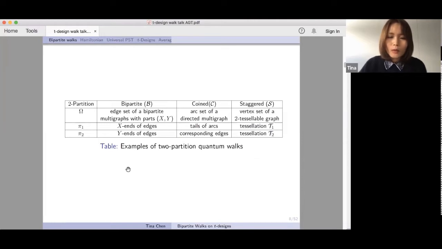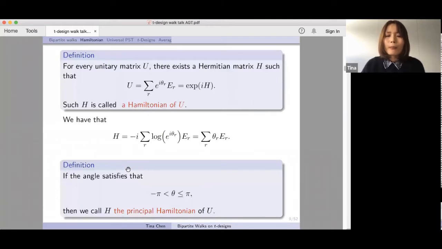A number of invariants of bipartite walk models have been studied, but right now we are going to look at the bipartite walk from a new perspective. We're going to study the Hamiltonians of our bipartite walk. So what is a Hamiltonian? For every unitary matrix U, there is a Hermitian matrix H such that U can be written as the exponential of i times H. Such an H we call a Hamiltonian of U.